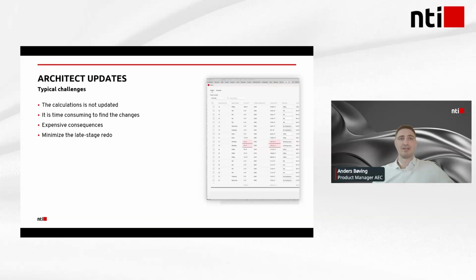But often you see that there are a lot of changes in the architect model when you're doing the MEP. And these changes can be very troublesome if you aren't aware of them, because maybe you'll suddenly see a space changing from being an office to being a meeting room instead. It can also be just the sizing of the spaces that is suddenly changed. So the calculation has to be updated.